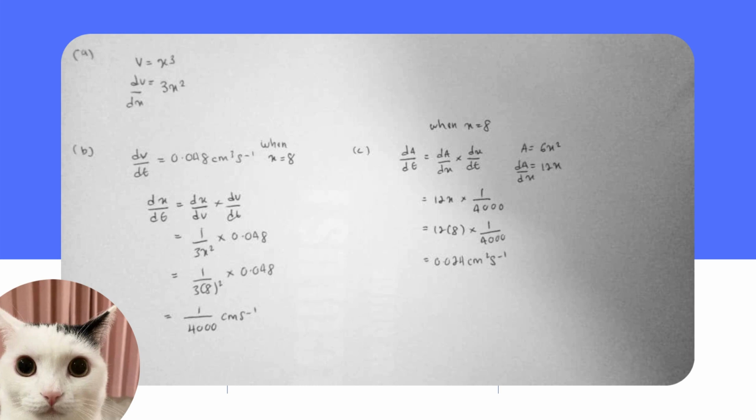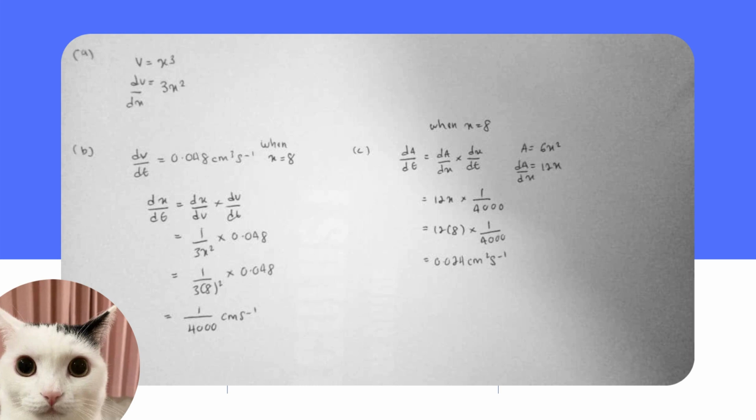From this, we know that the volume is x times x times x, equal to x cubed. Then differentiating, we get exactly 3x squared. The volume V cm cubed increases at a constant rate of 0.048 cm cubed per second. The question is to find dx/dt when x equals 8.